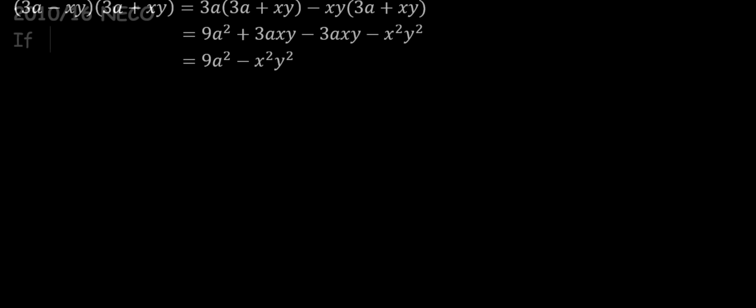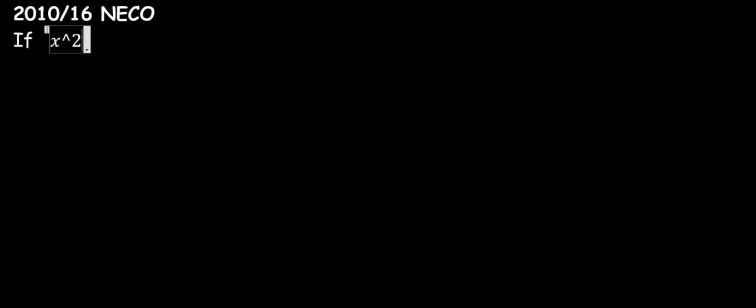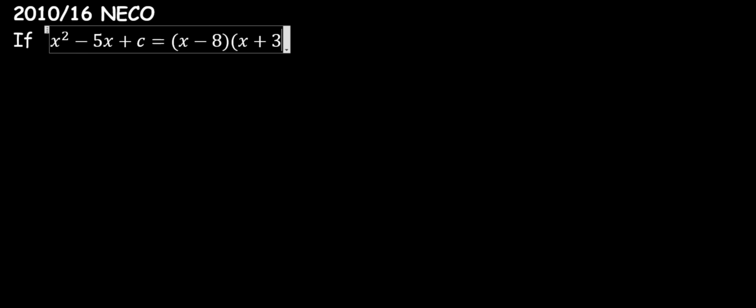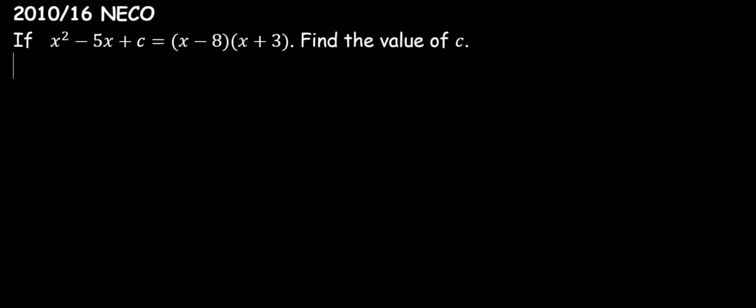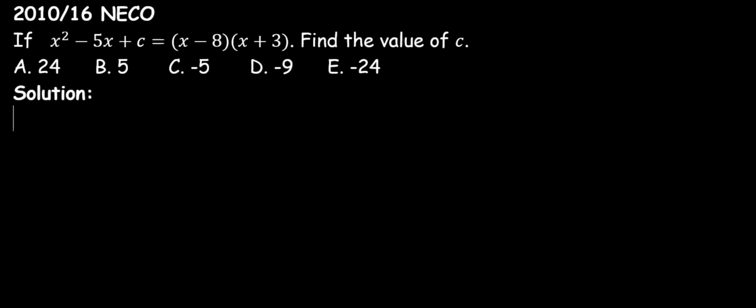Another example. If x² - 5x + c = (x - 8)(x + 3), find the value of c. The options are given. Solution. This is an indirect expansion problem. So first of all, we write out our problem, which is x² - 5x + c = (x - 8)(x + 3).